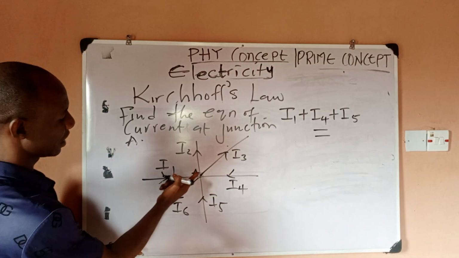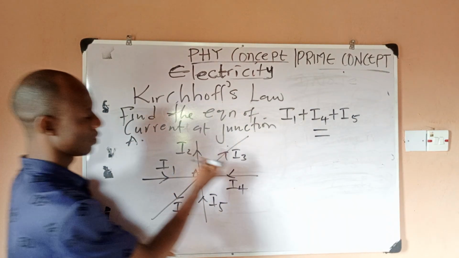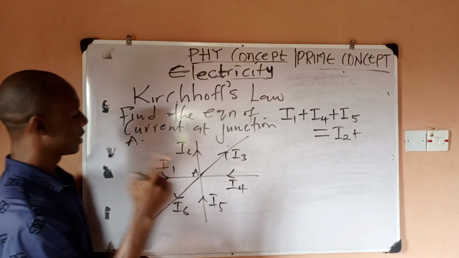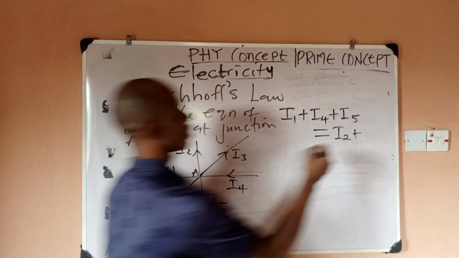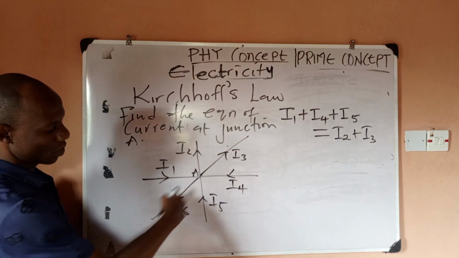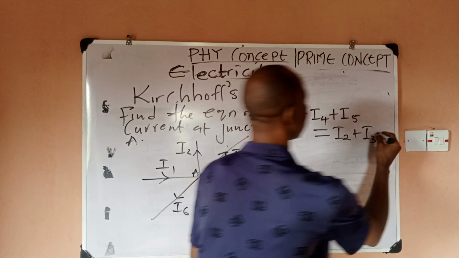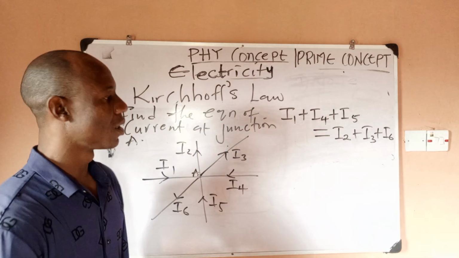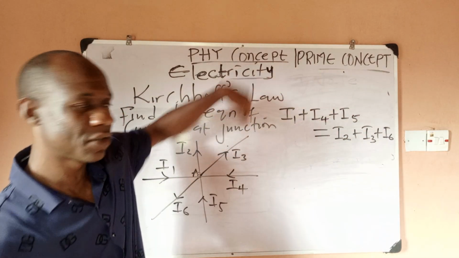The first current leaving that junction is I2, so equal to I2 plus another current leaving, I3. So plus I3. Another current leaving is what? I6. So plus I6. So this is the equation, which I can still rewrite, bringing everything to one side.